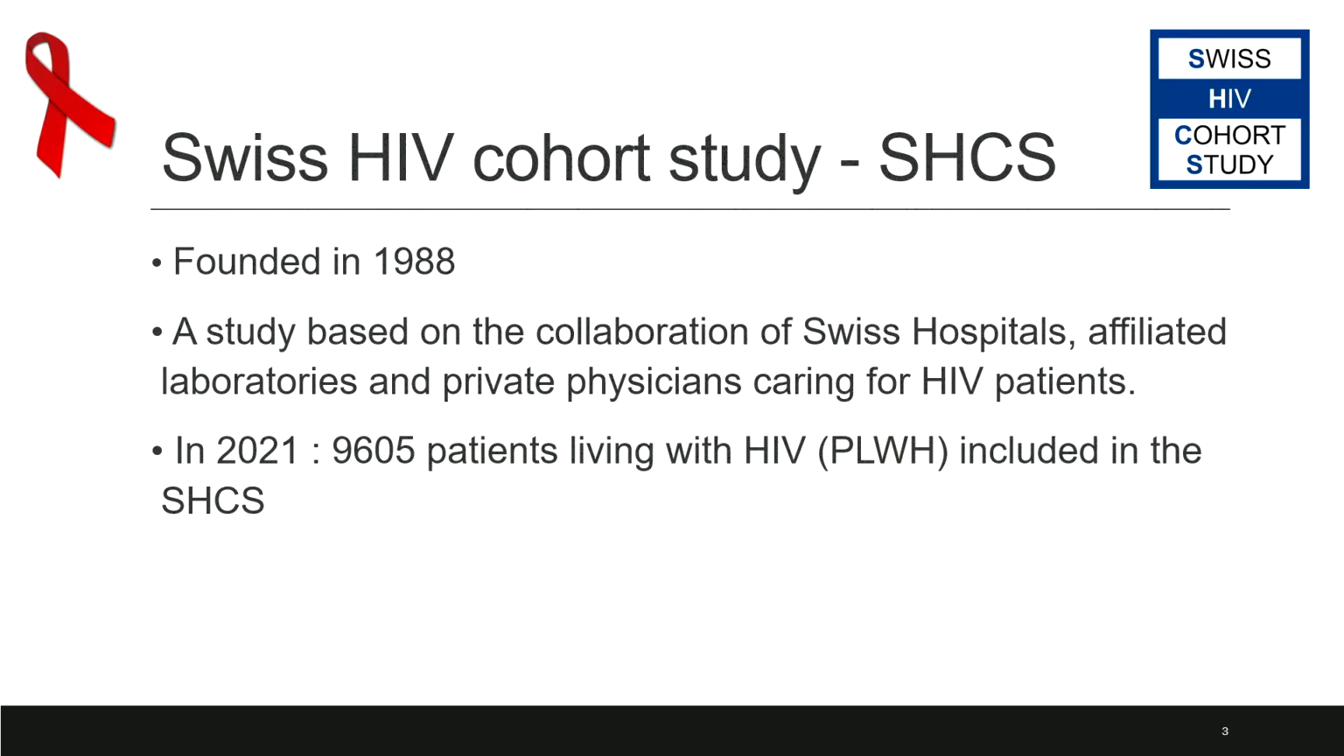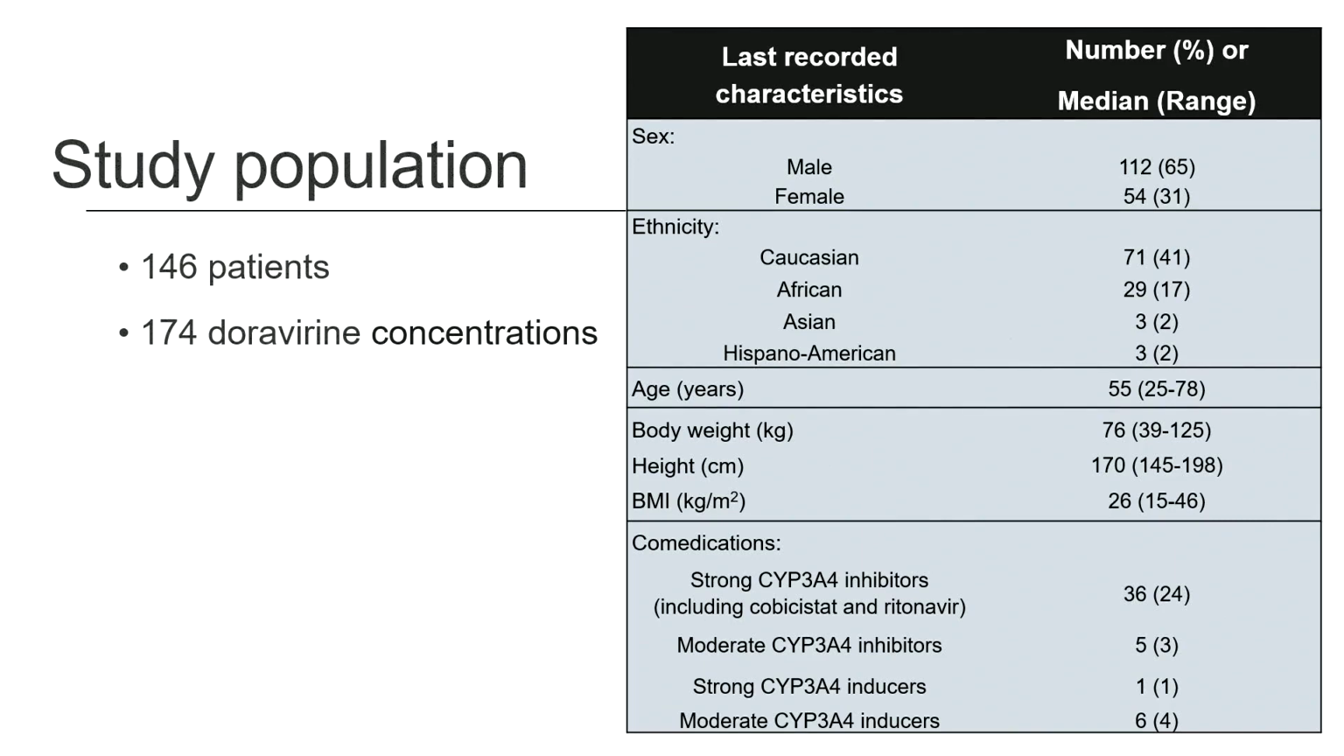Our study was validated by the Swiss HIV cohort study, which was founded in 1988 and is based on the collaboration of many Swiss hospitals, so all university hospitals and some smaller hospitals, as well as affiliated laboratories and private physicians caring for HIV patients. In 2021, about 10,000 active patients were within this study, and 300 to 500 patients are added every year. This Swiss HIV cohort study allowed us to do a population pharmacokinetic analysis on these study populations.